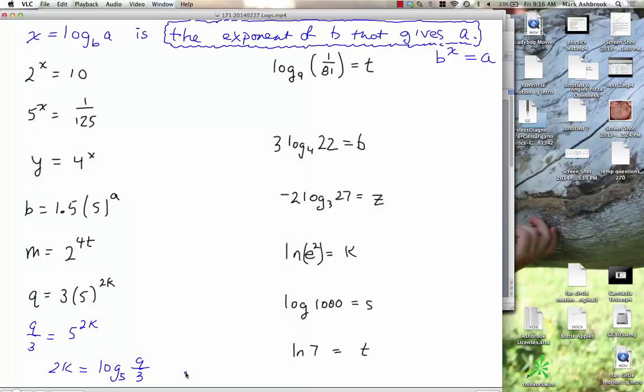So in the past, many of you have solved these by taking the log of both sides, or taking the ln of both sides. Well, this saves a step. Using the meaning is less work, because now we're ready to say what k is. What is k? It's 1/2 the log base 5 of q over 3.